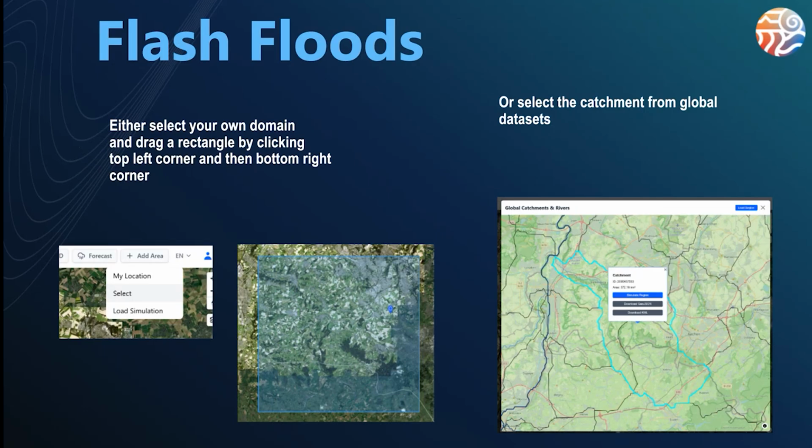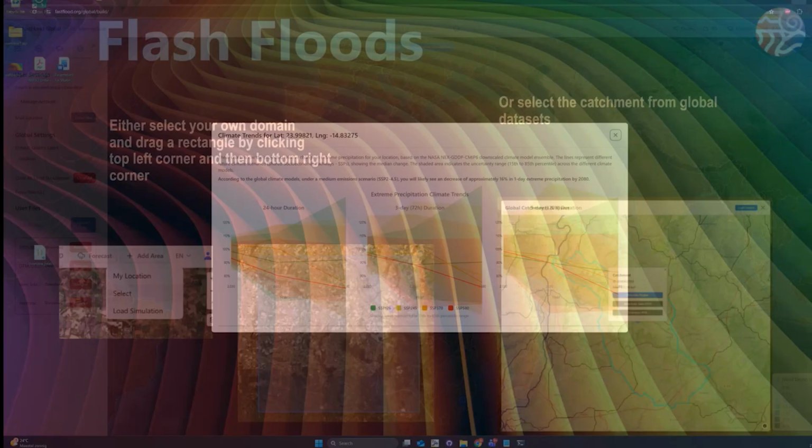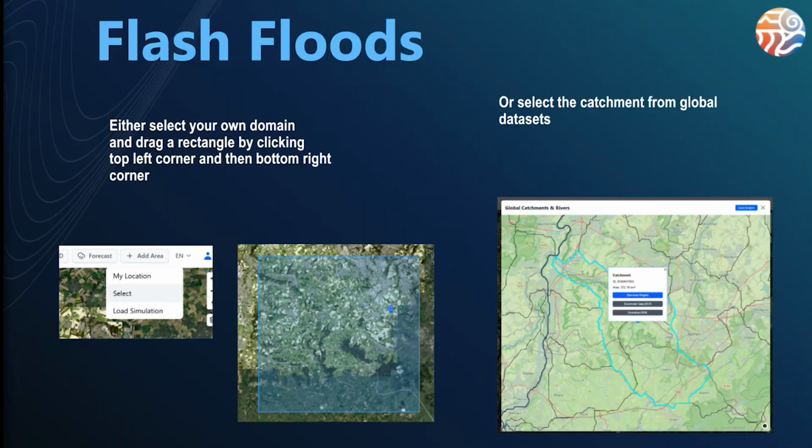For flash floods, there's a bit of an option on how you want to do that. Often for flash flooding, you might be inclined to run the catchment where this has either occurred in the past or is predicted to occur. You can select catchments yourself on the website and drag your own model domain there to run. Or alternatively, you can select a catchment.